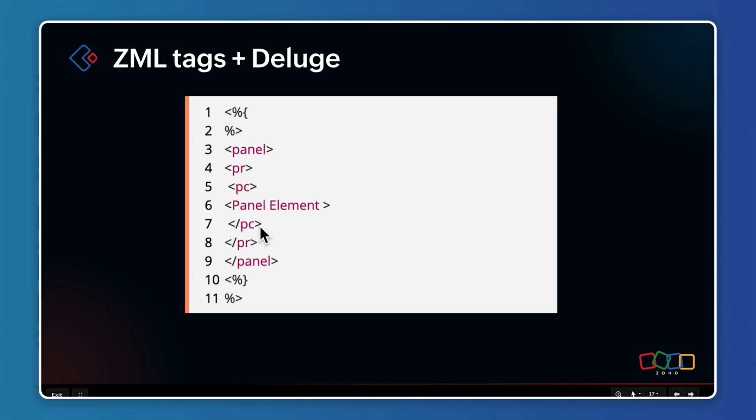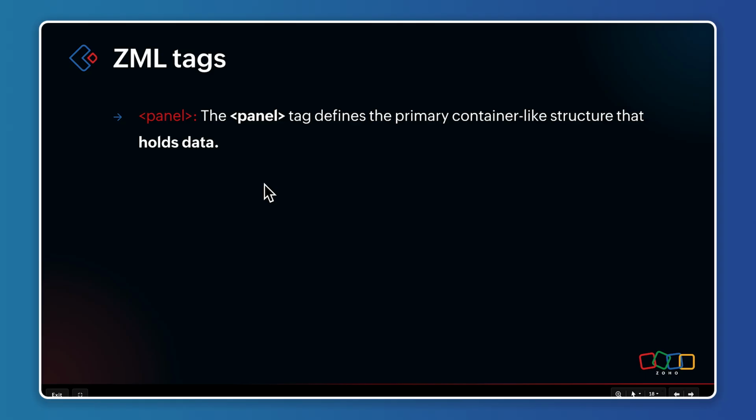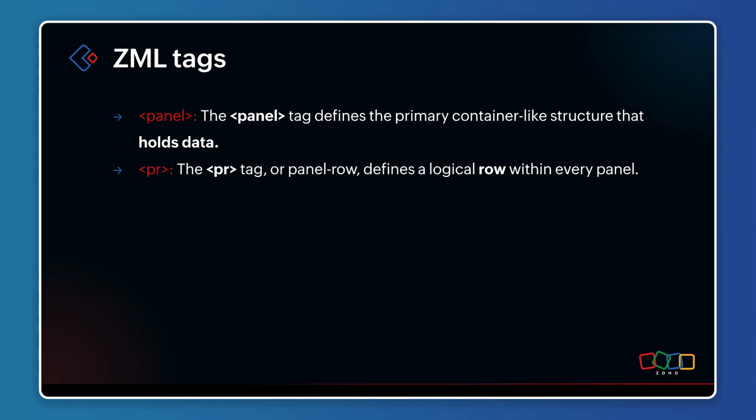Now let us look into the details of all these tags. Talking about the panel, this panel tag defines the primary container-like structure that holds different data, right? Here you will be defining what type of element you are creating, and that element is going to act as a primary container with some specific data. And then we have the PR tag. This PR tag is nothing but the panel row. Once you create a panel, within every panel you need to define a logical row, right?